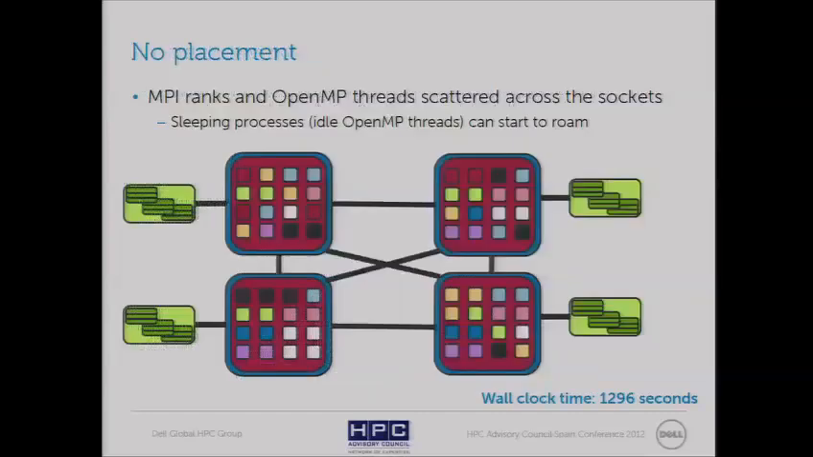If you then don't use any placement at all, then what you see is that your MPI ranks and OpenMP threads, so the MPI ranks that have an OpenMP thread associated with them are all in the same color, and you see that they are all scattered across all the CPU cores. And then I get a wall clock time of almost 1300 seconds for my benchmark.